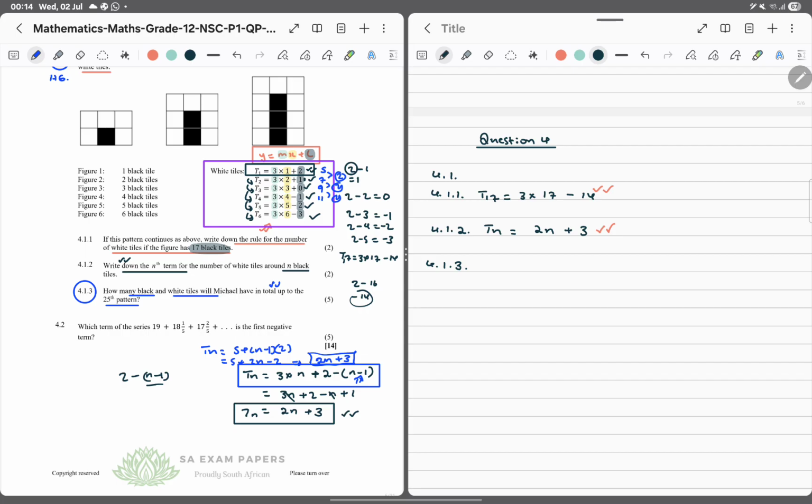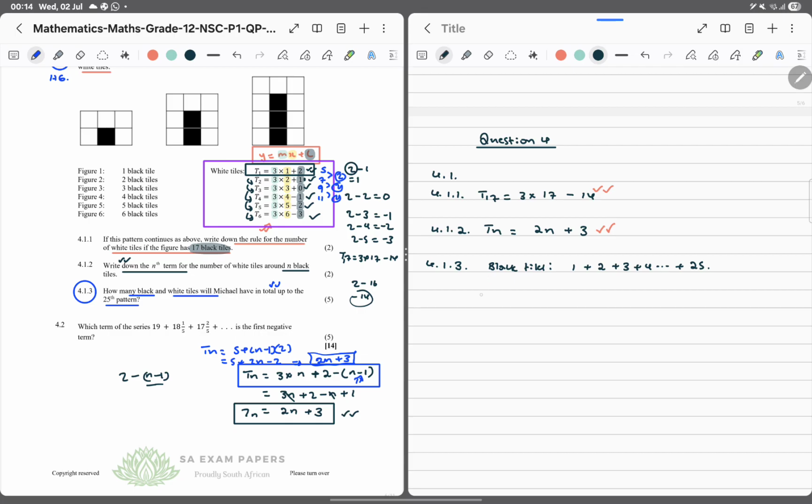So how many tiles in total? As we can see, the black tiles are following the natural number system. So we know that black tiles are in the sequence 1 plus 2 plus 3 plus 4 up until, if there's a 25, then there's going to be 25, the last one. So that's the arithmetic sequence, with A being 1 and the common difference being 1. And the number of terms is 25 terms, because this follows the natural number system.